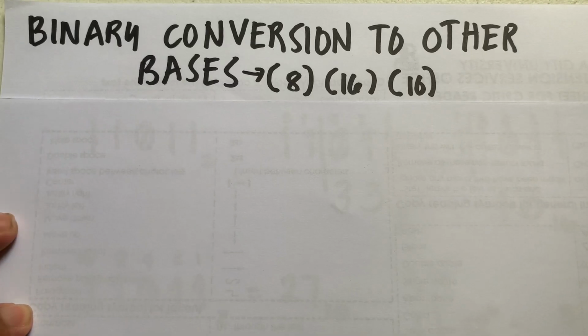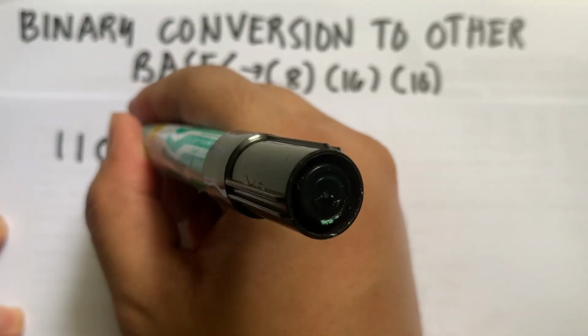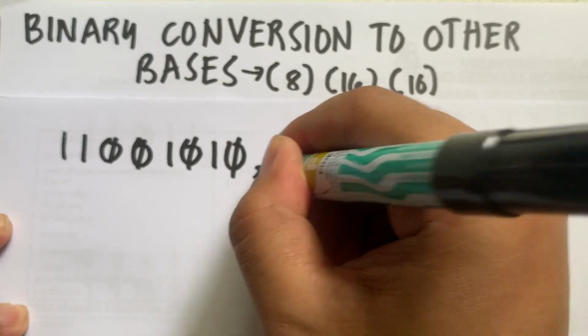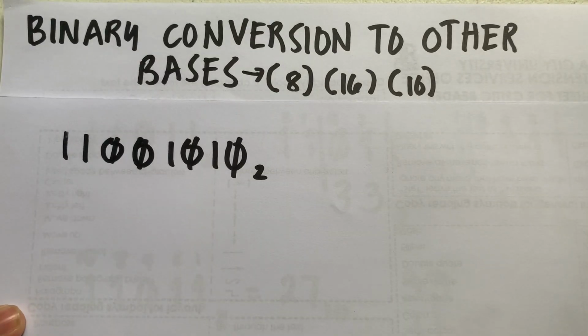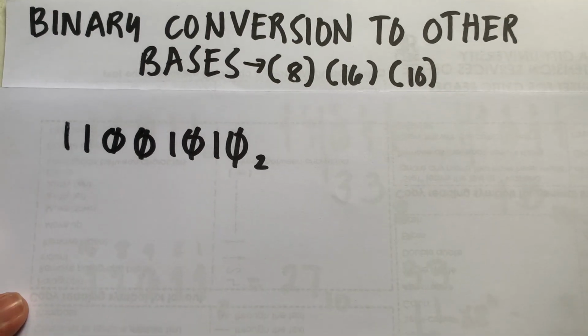Let's have one more example. Say you are given 11001010 in base 2. How are we going to convert this into its octal, hexadecimal, and decimal?